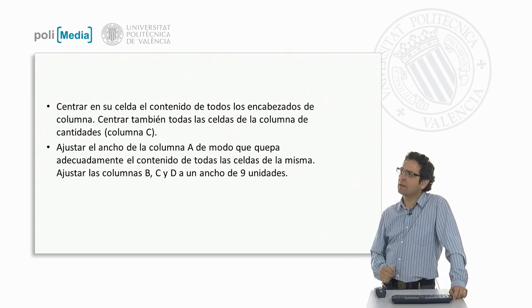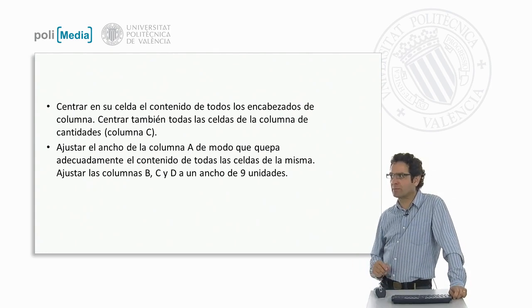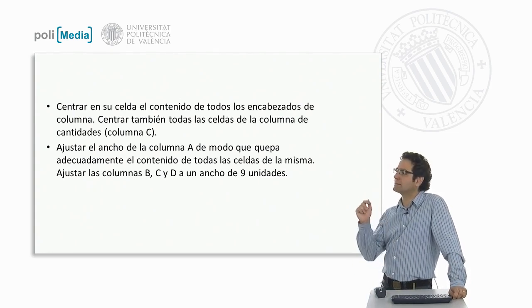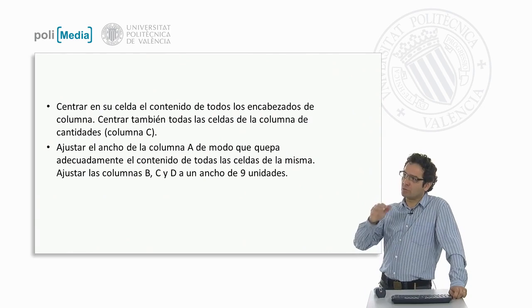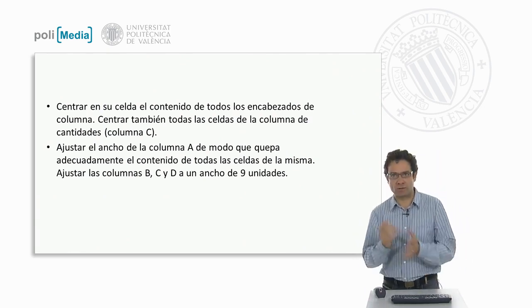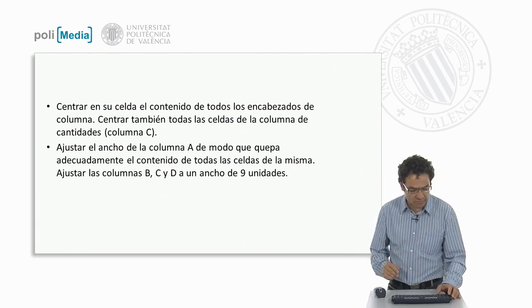Next, it will also tell us to adjust the width of column A in such a way that the contents of all of the cells in it fit properly. Adjust columns B, C, and D to a width of 9 units. There are several things here. Let's see if we remember it all.